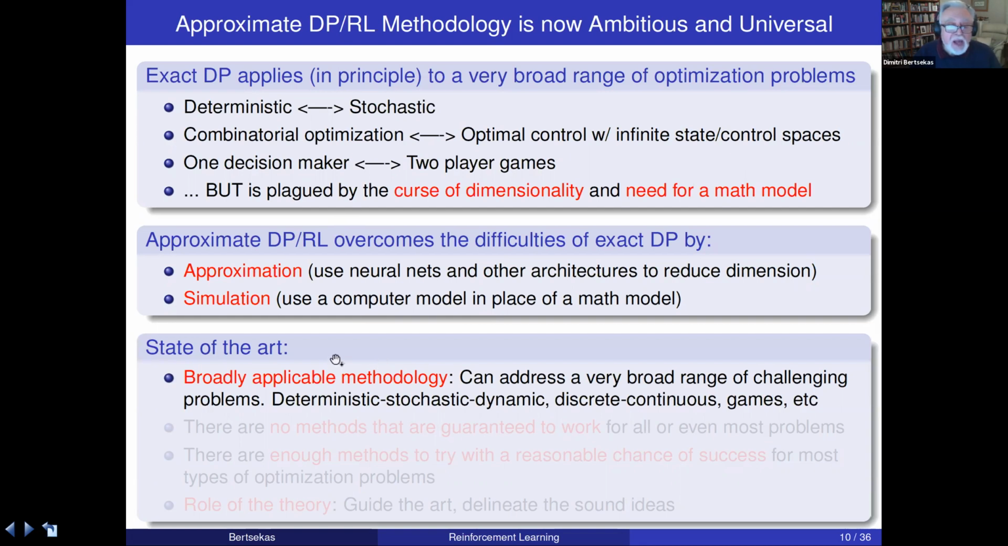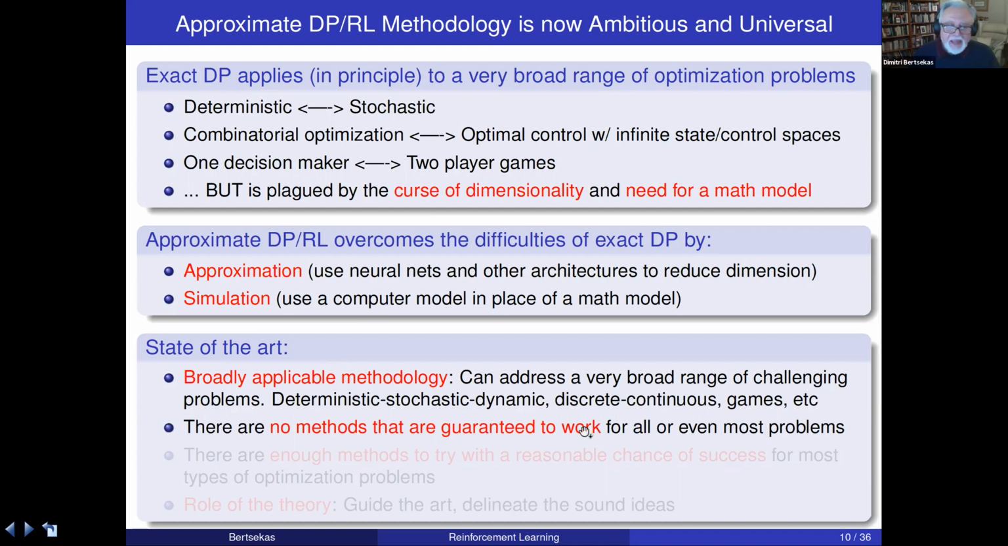Okay, so where are we now? We have a very broadly applicable methodology. As I mentioned, exact dynamic programming applies to a very, very broad range of problems. So we can deal with deterministic problems, stochastic, dynamic, discrete, continuous, games, and so on. We can deal with them because we've been able to overcome some of the difficulties of exact dynamic programming.